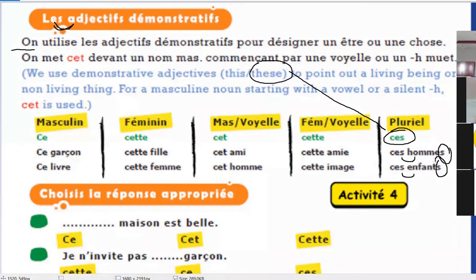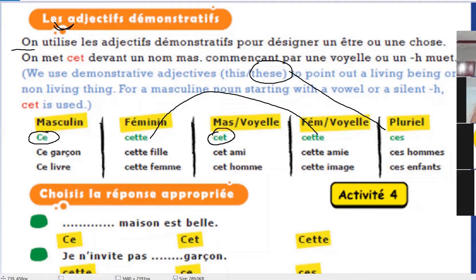Okay, fine. So think again, I am telling you all, with plural we use only CES. And with feminine, we use only CETTE, set. With masculine singular, we use CE. And with masculine singular starting with a vowel, we use CET. So things are very easy. Plural, same; feminine, set. Only change with masculine.